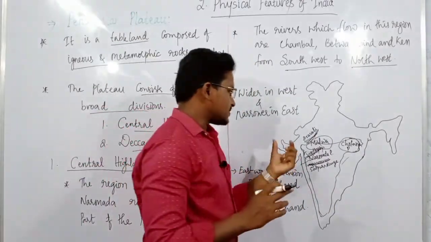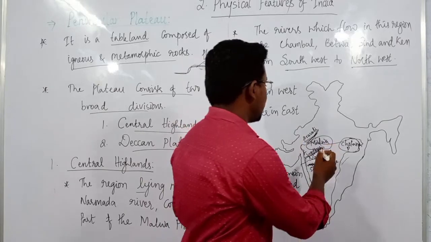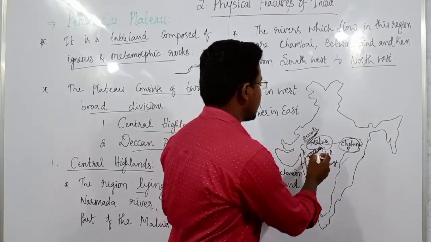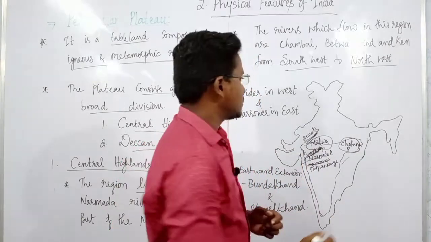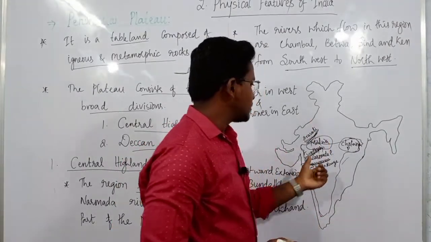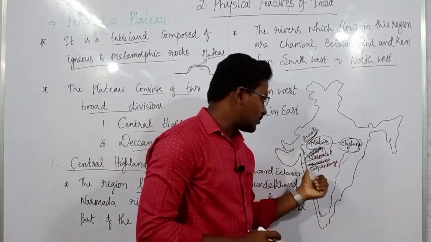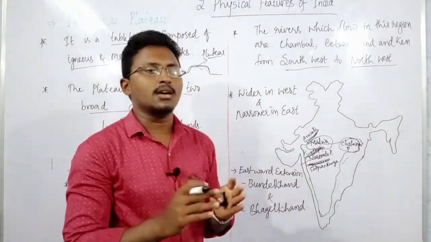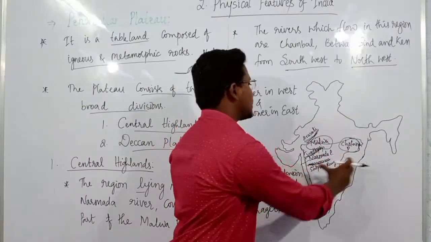And above the Narmada river, you have the Vindhya ranges, we have the Aravali hills, and the Narmada river is also bounded by the Satpura range. So different types of hills are also bounding the Central Highlands.